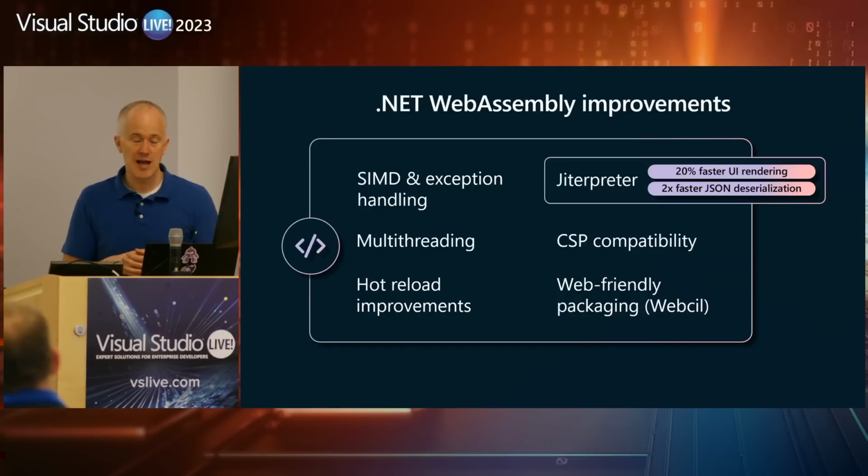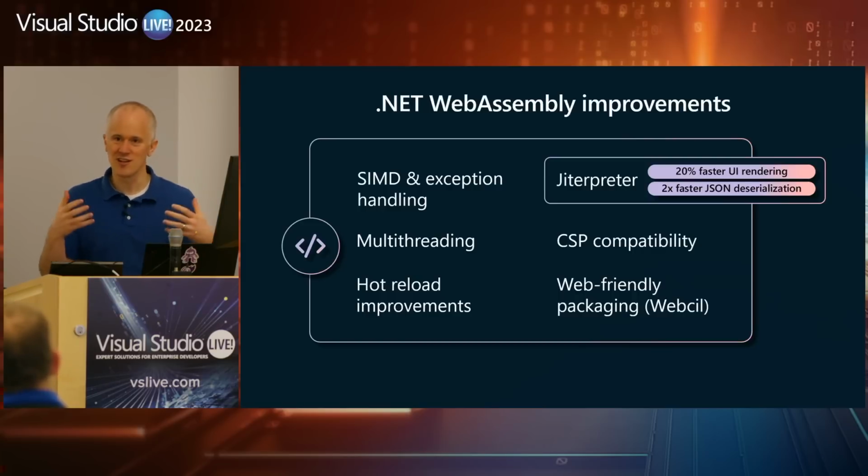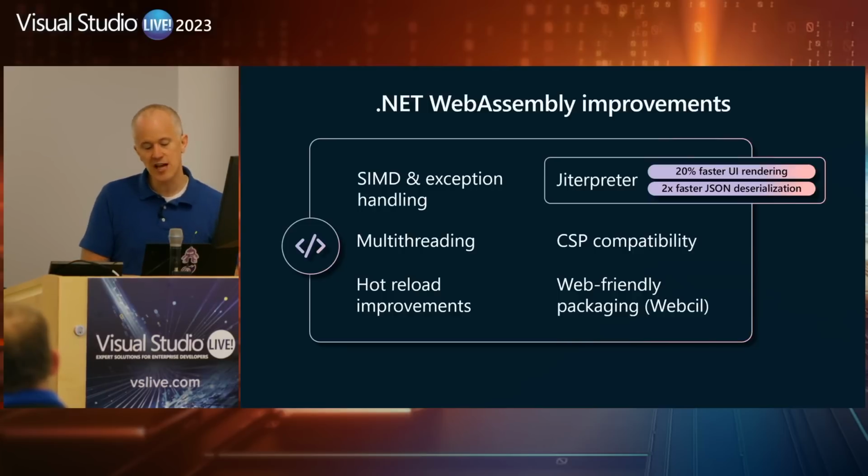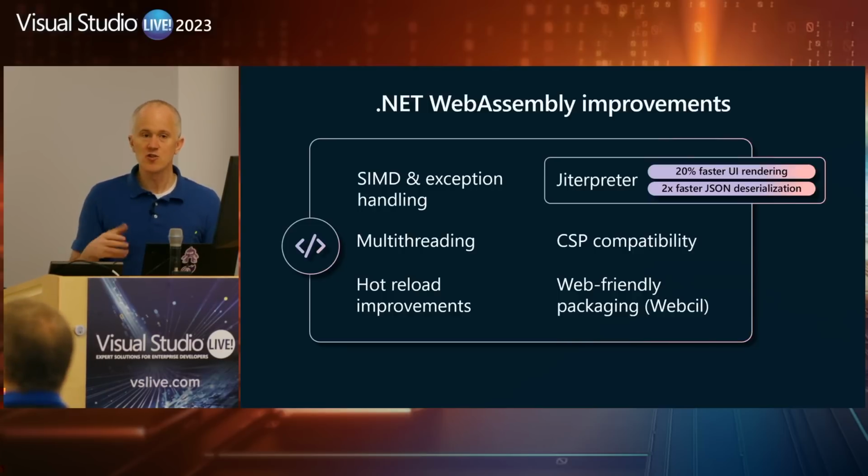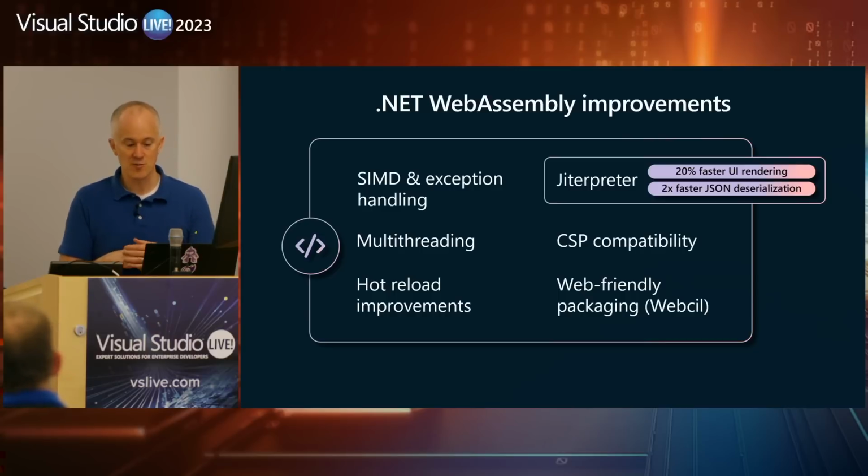Blazor WebAssembly apps in .NET 8 are now CSP compliant. So if you need to enable content security policy based loading restrictions on your app, you can now do that with your Blazor WebAssembly apps. And we're also introducing a new packaging format for Blazor WebAssembly apps called WebCIL that's more web-friendly.